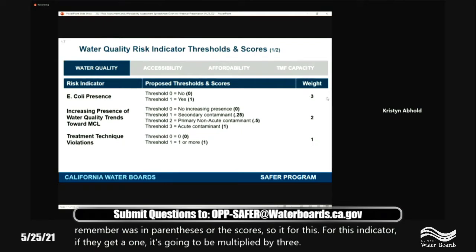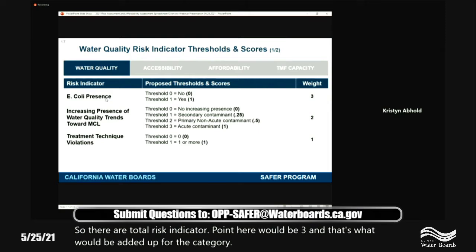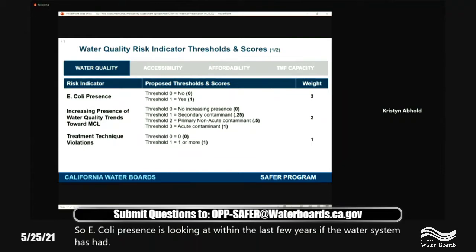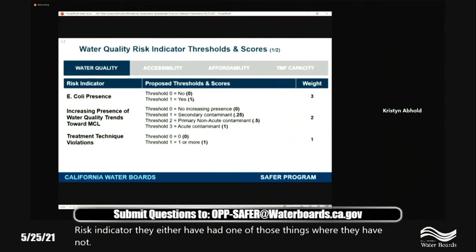So their total risk indicator point here would be 3. And that's what would be added up for the category. So E. coli presence is looking at, within the last few years, if the water system has had an E. coli violation or a level 2 assessment. And this is a yes or no risk indicator. They either have had one of those things or they have not. And if they had, they get the full risk score of 1, which is then multiplied by the weight of 3.